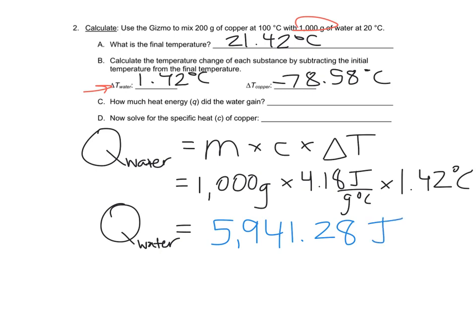Or again, we can look and see that our grams are going to cancel top and bottom, and our degrees Celsius cancels top and bottom. So all we're left with is joules. All right, so C is 5,941.28 joules. All right, D says now solve for the specific heat of copper.